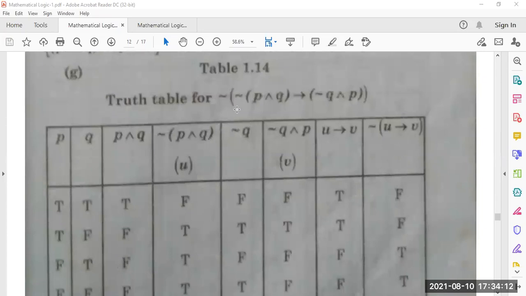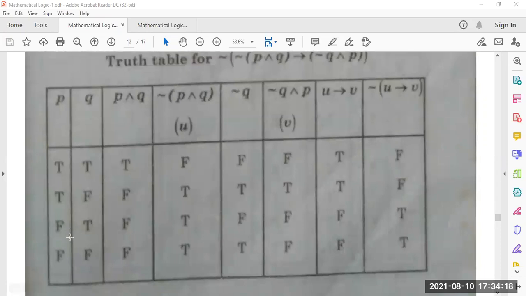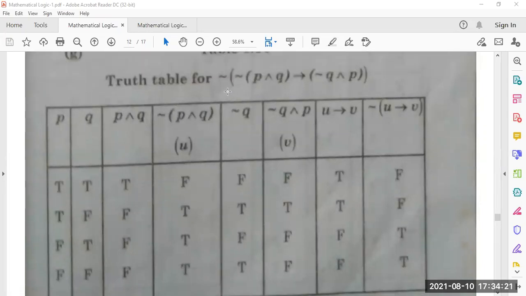Truth table for this one. Look at here, only P and Q, so 4 rows. Look at here, TT, FF, TF, TF. Now at first, negation of P meet Q implies negation Q. So here only record P and Q and negation of Q. Lastly, it will be the negation of this. Look at here, P meet Q. P meet Q means if both are T, then it is T. Otherwise, all are false. It is completed.